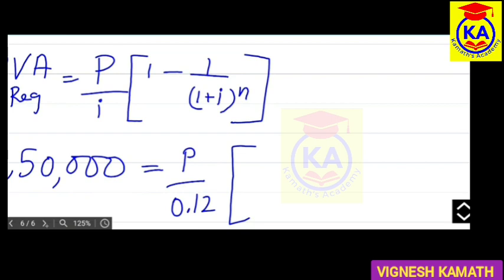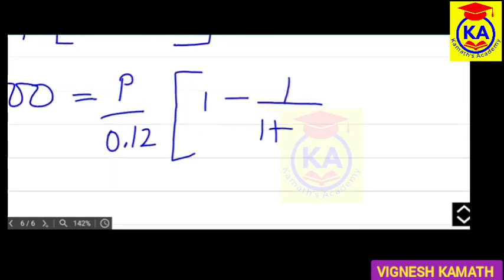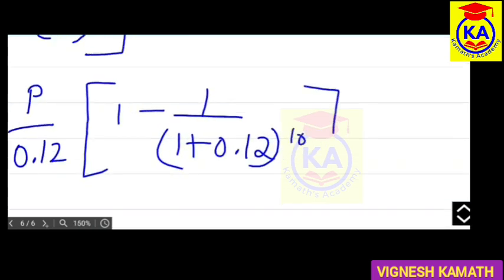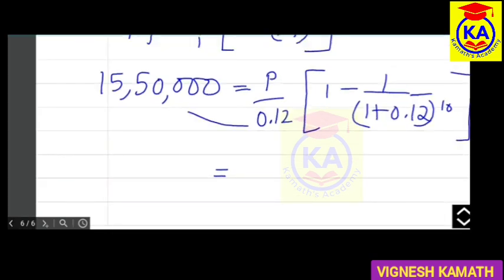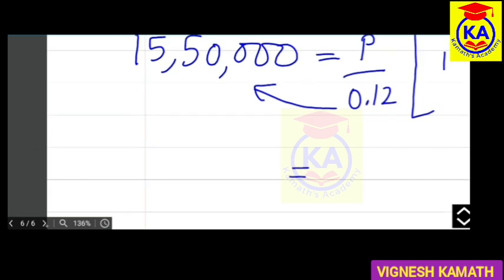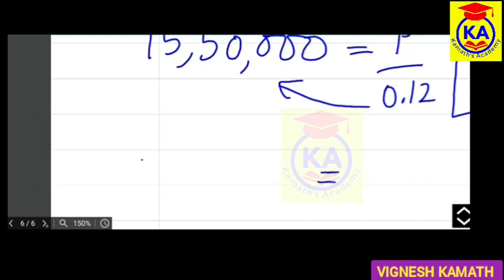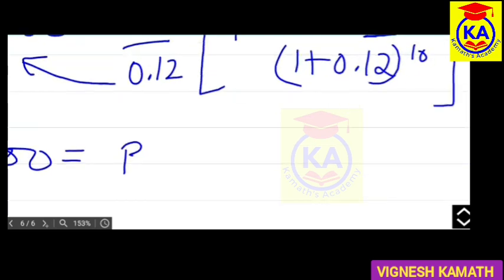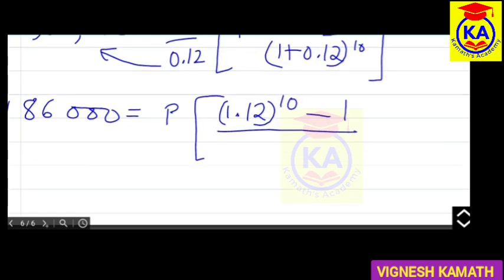You can first simplify the formula as done in the previous question. 1 minus 1 by 1 plus I. So what is 1 plus I? 1 plus I is 1.12 to the power n. What is the value of n? To the power 10. Now you can just multiply this. So that is 15,50,000 into 0.12, which gives you 1,86,000 equal to P. You have to simplify this by taking LCM. So that is 1.12 to the power 10 minus 1 divided by 1.12 to the power 10.